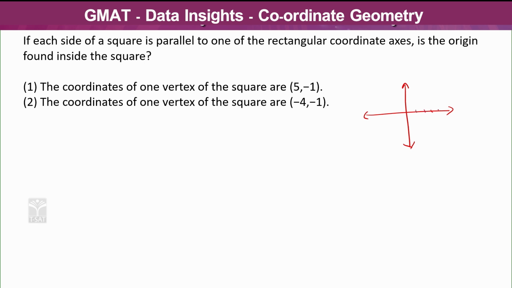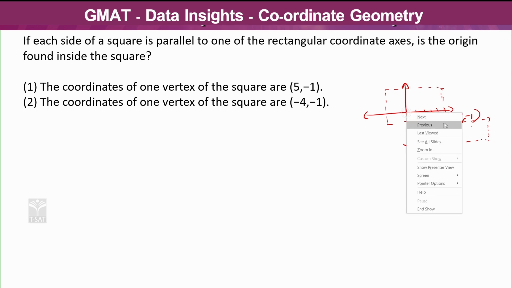So, let us say this is 5 and this is minus 1. So, this 5 comma minus 1 is one of the vertices of the square. So, the square can be drawn like this or it can be drawn like this, or there are multiple more options too which you can draw. I am just giving you 2 options where you can see in one the origin lies inside the square and in another the origin does not lie inside the square. So, definitely statement 1 alone is insufficient to answer the question.